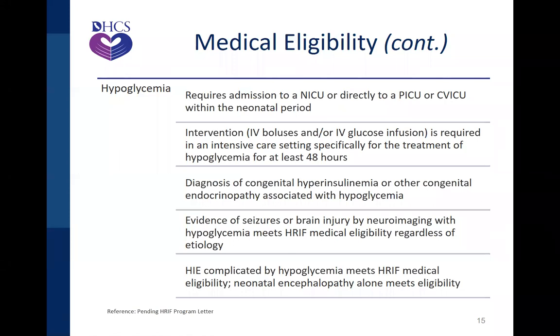So as you see here in the slide, the criterion for hypoglycemia has been clarified as shown here. So it requires, of course, admission to a NICU or directly to a PICU or CVICU within the neonatal period, and intervention, which is defined as IV boluses and or IV glucose infusion, is required in an intensive care setting, specifically for the treatment of hypoglycemia for at least 48 hours. And then, of course, there are babies with a diagnosis of congenital hyperinsulinemia or other congenital endocrinopathy associated with hypoglycemia, and definitely these babies qualify for HRIF.